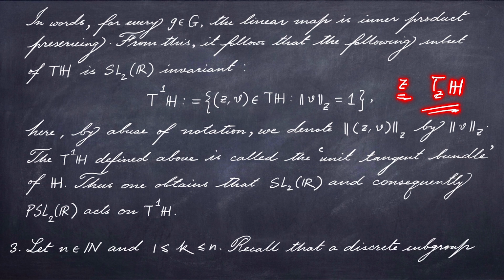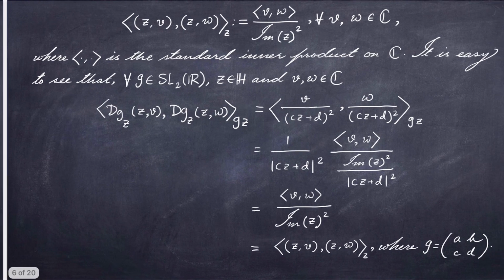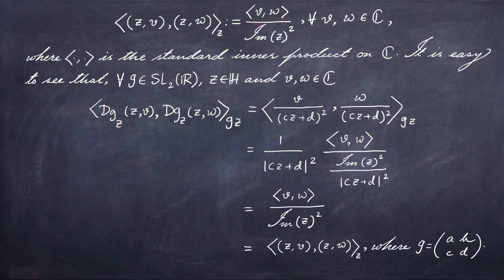Once we do this for all z in the upper half plane and collect them together, this is what we are going to get. This is called the unit tangent bundle of the upper half plane. That is precisely the collection of all unit vectors from all the tangent spaces. Remember that it's necessary to mention z here, because on each tangent space the inner product that we consider depends upon the point z.